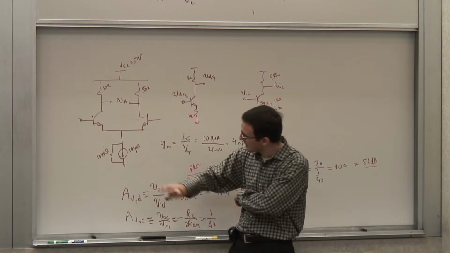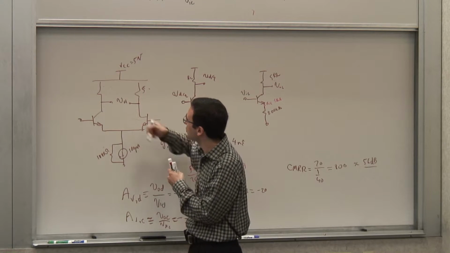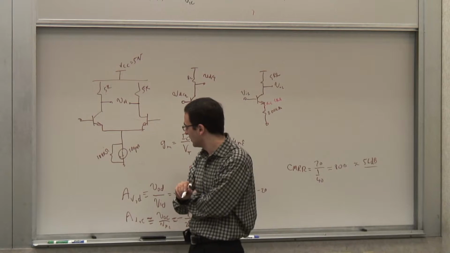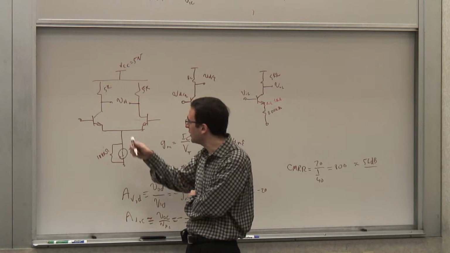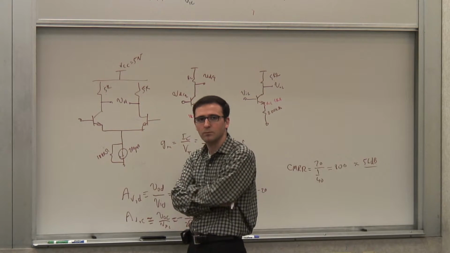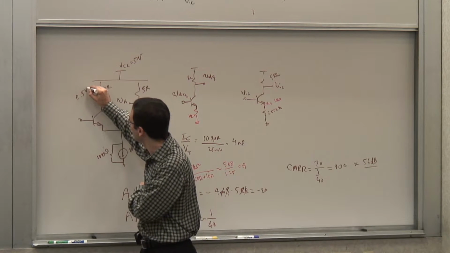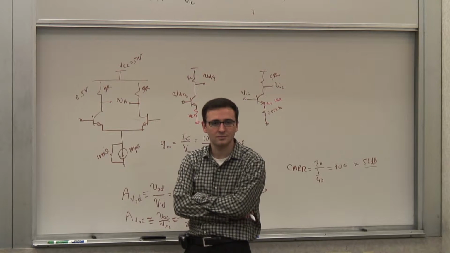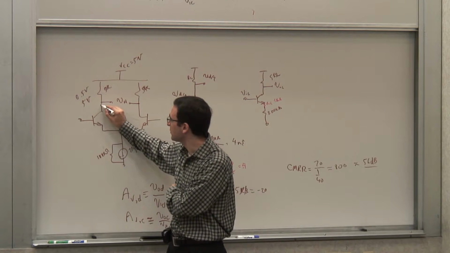Well, I don't know. Let's keep the current the same. So for now, when they were 5 kilo ohm, what was the DC voltage drop across these resistors? Oh, this was 200 microamps, so it was 100 microamps in each branch. So 100 microamps times 5 kilo ohm is half a volt, 0.5. Now, if I make that 50 kilo ohm, what is the voltage drop? 5 volts.